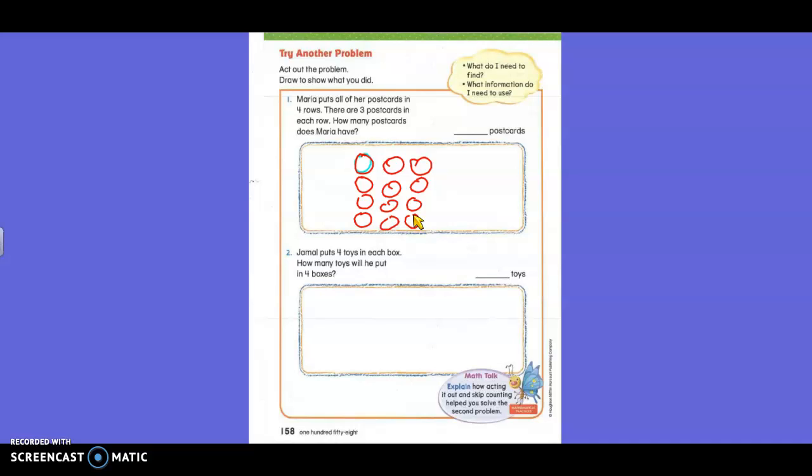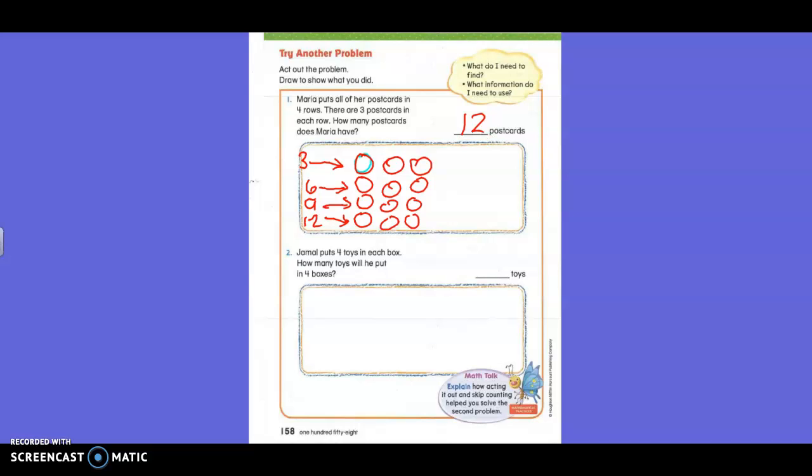Okay, now let's skip count so we can see how many she has. What will we skip count by? 3s? Yes. Okay, so we have 3, 6, 9, 12. So how many postcards does she have? 12 postcards. I get the hang of this. Good. Me too. Glad to hear that.